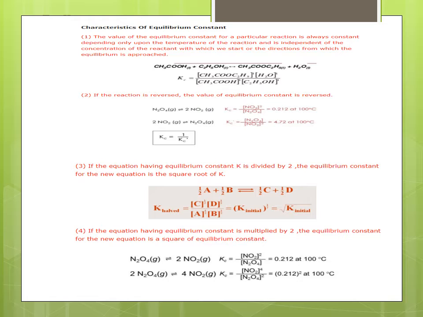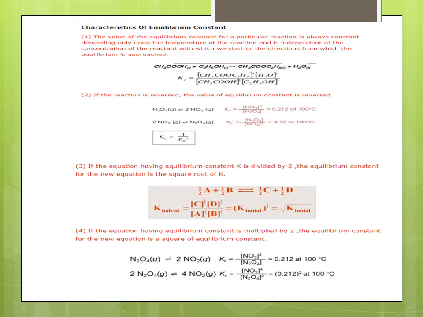Second point, if the reaction is reversed, the value of the equilibrium constant is reversed. Taking the example, N2O4 gives 2NO2. The value of Kc comes out to be 0.212. If I write the reaction in a way that reactants now become products and products become reactants, then the equilibrium constant will also be reversed. It will be 1 by 0.212. Therefore, Kc will be equal to 1 by Kc dash.